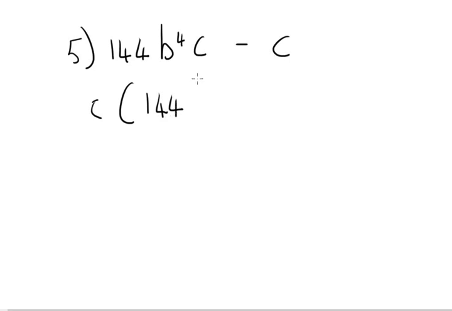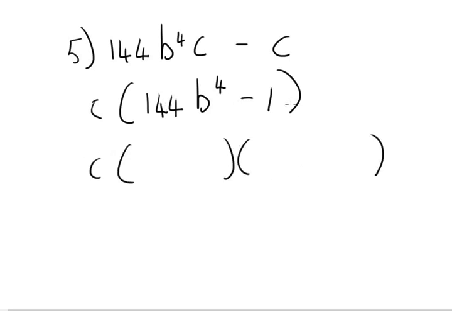Number 5, we've got 144b to the power of 4c minus c. Once again, you'll see over here that our highest common factor is c, and I'm left with 144b to the power of 4 minus 1. So similarly, we'll see here, this is a difference of squares, that we can use dots for. Why? Because I've got two terms, negative in the middle, both terms are perfect squares. So I've got a plus and a minus over there.